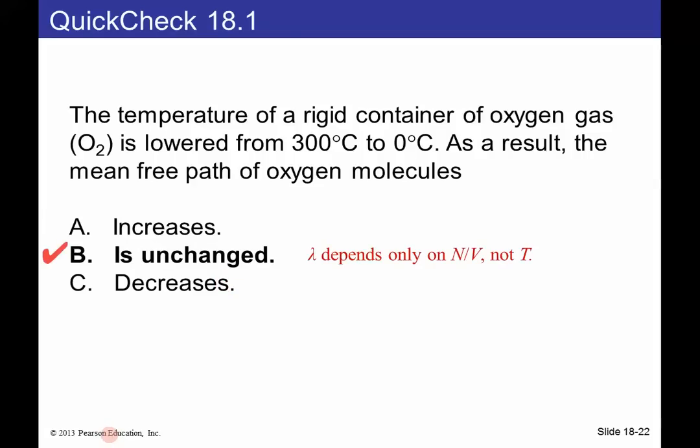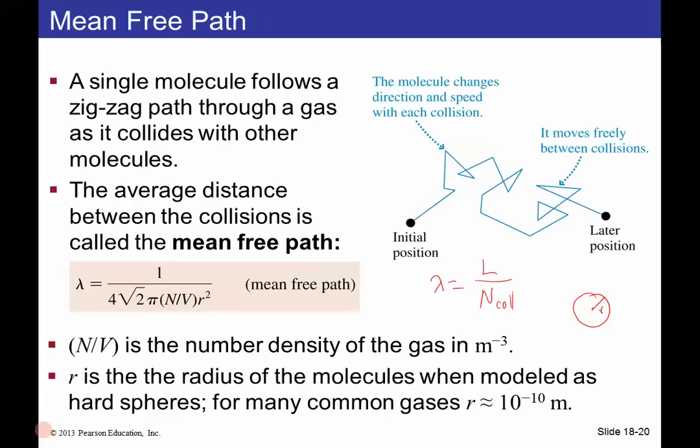And it's going to remain unchanged. Why? Well, let's go back to the slide here. This is the mean free path, and you can see that it only depends on the number of particles and the volume. So if you reduce the speed, and this is true for an ideal gas only, then the number of particles and the volume are unchanged, and therefore the mean free path is not going to be changed.